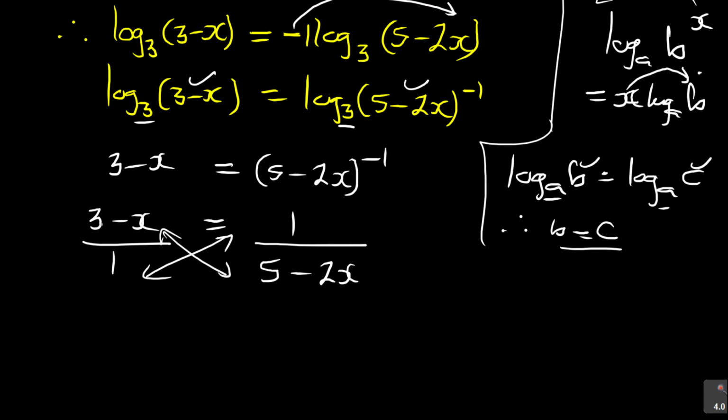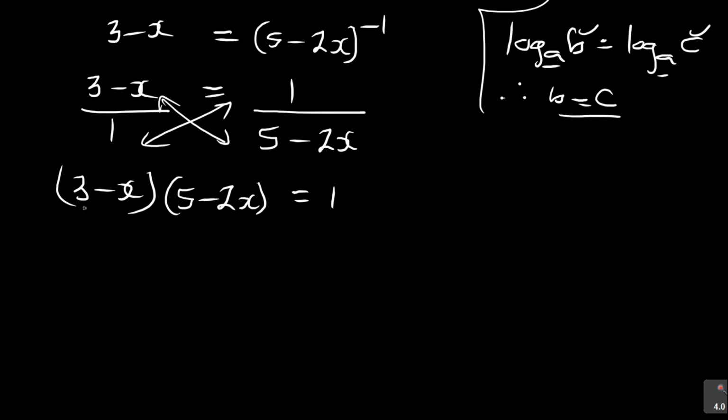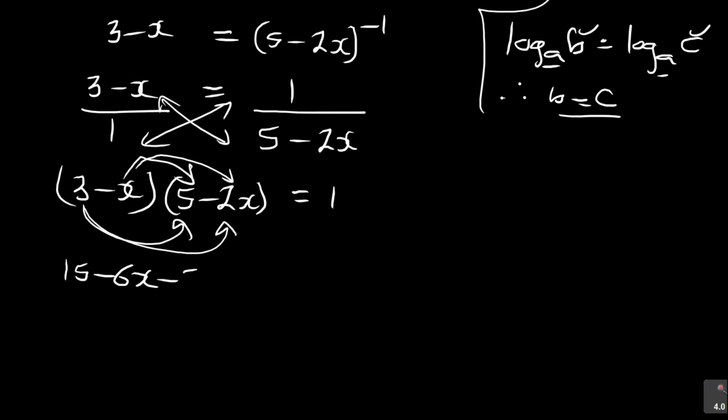Remember, now I'm solving for x, so it will be (3 minus x)(5 minus 2x) is equal to 1 times 1, which is 1. Then I need to open up this bracket: 3 times that, and that times that. So 3 times 5, I get 15. 3 times negative 2x is negative 6x. Negative x times 5 is negative 5x. Negative x times negative 2x is plus 2x squared, is equal to 1.